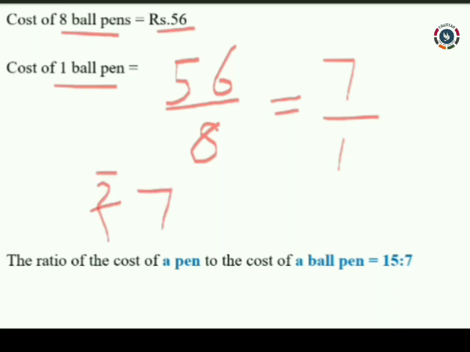Now we have to write the ratio. The ratio of the cost of a pen to the cost of a ballpoint pen, right? Already you have found the cost of 1 pen. Cost of 1 pen is 15 rupees and cost of ballpoint pen is 7. So the ratio of cost of a pen to the cost of ballpoint pen is 15:7.